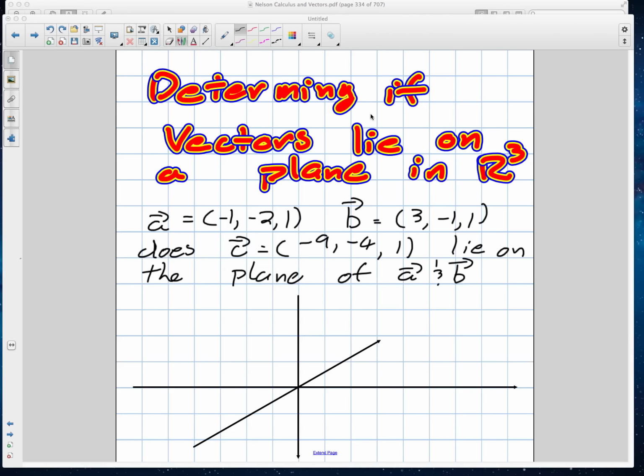Okay, determining if a vector lies on a plane in 3 space. They've given us 2 vectors, or 2 component parts of vectors: a is (-1, -2, 1) and b is (3, -1, 1). Without making as many lines as possible because it'll get very confusing, I'm going to try and show you what we mean by this. So, our x value is -1, y value -2, z value 1.